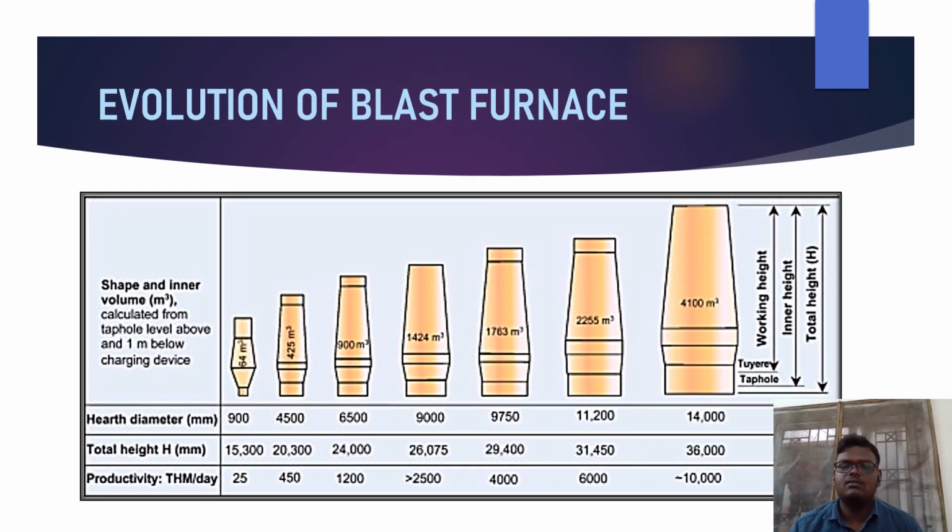Evolution of blast furnace. Due to the increased demand of iron for casting cannons, the blast furnace came into widespread use in France in the mid 15th century. The ancestor of those used in France and England was in the Namur region, which is modern-day Belgium. The evolution of the blast furnace based on size is shown in the picture. Here they are classified based on the hearth diameter, total height, and the productivity.